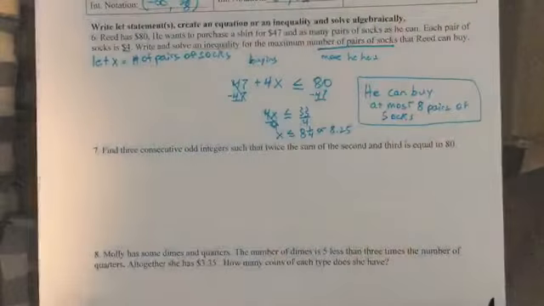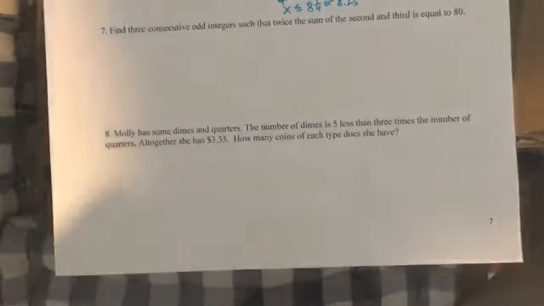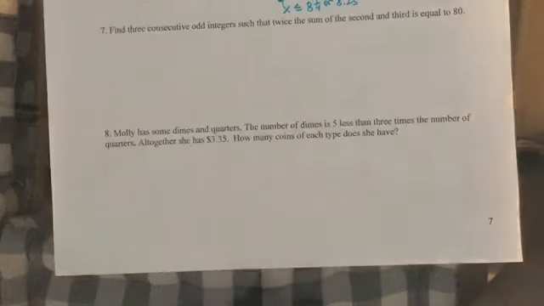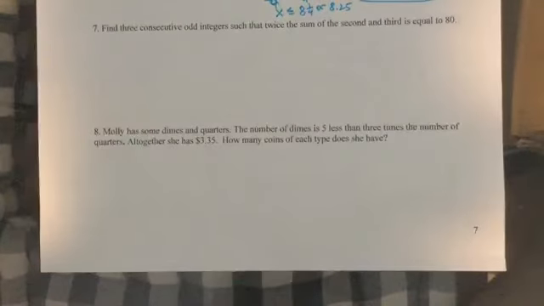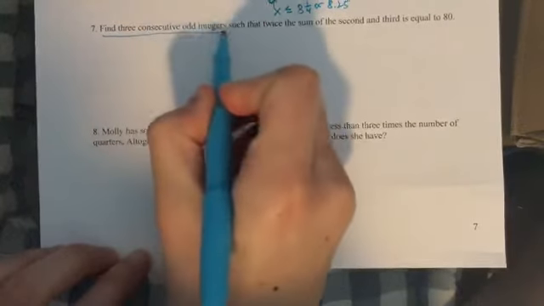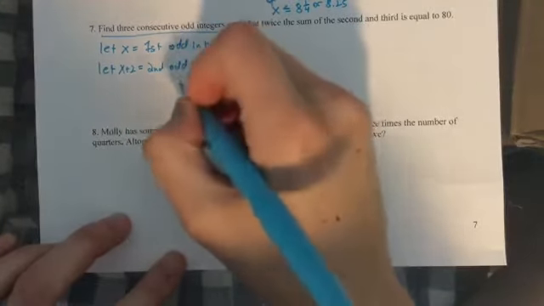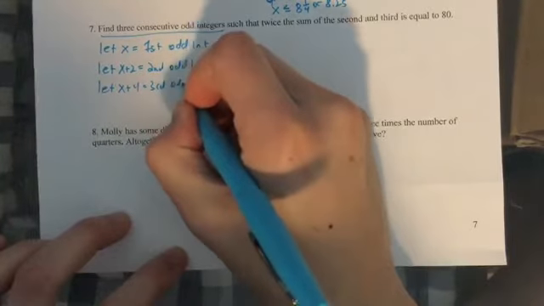And there we go. Number 7, consecutive integer problem. Find 3 consecutive odd integers such that twice the sum of the second and the third is equal to 80. So there's our let statement. Find 3 consecutive odd integers. So we let X equal the first odd integer. Then how do you go from one odd number to the next? You add 2. So X plus 2 is the second odd integer. If they were just consecutive integers, then it would just be plus 1. And then let X plus 4 be the third odd integer.